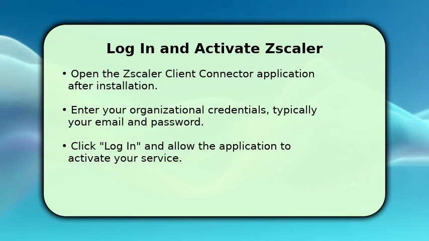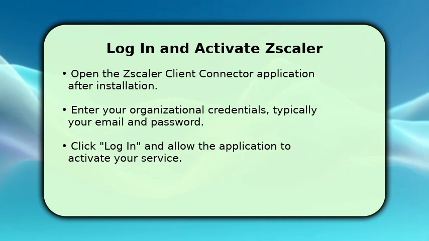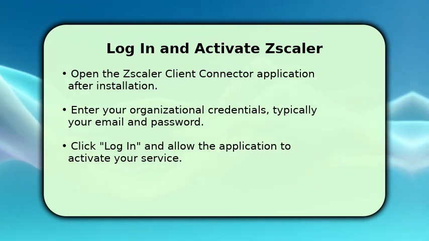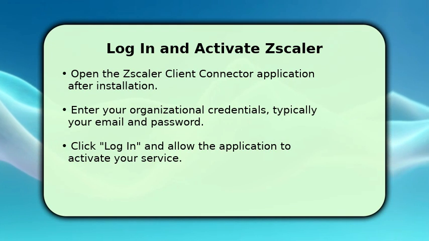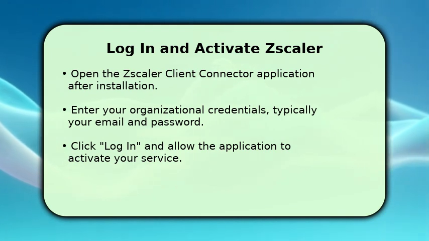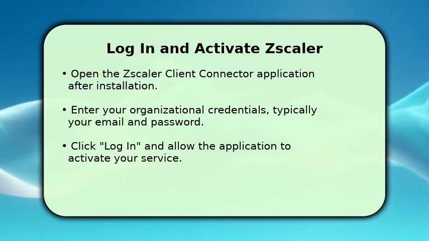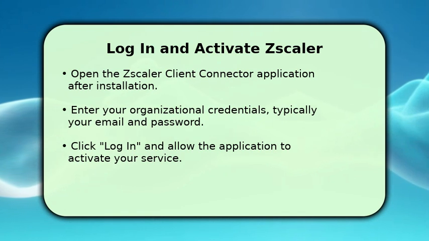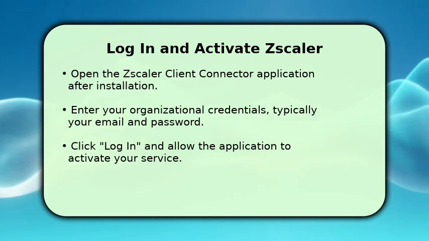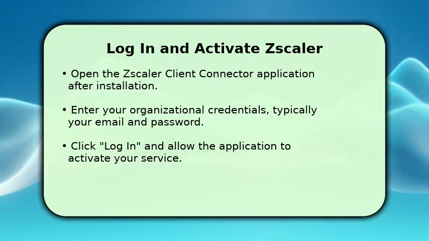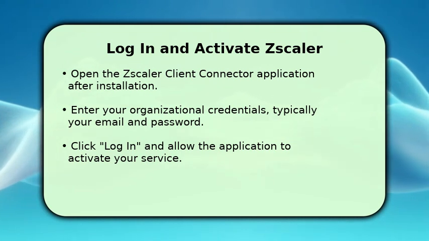After installation, open the Zscaler Client Connector application from your desktop or Applications folder. You will be prompted to log in. Use your organizational credentials, which usually consist of your work email address and password. Once you enter these details, click Log In. The application will then connect to the Zscaler cloud and activate your secure service, which typically takes about 10 to 15 seconds.